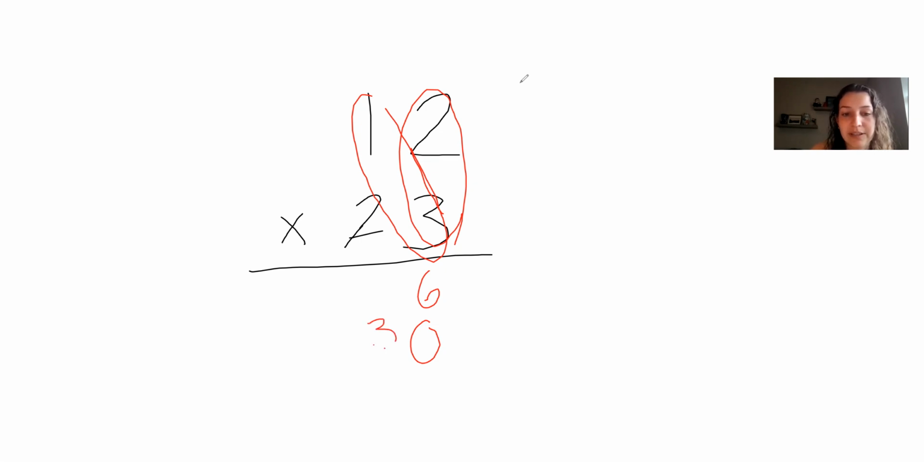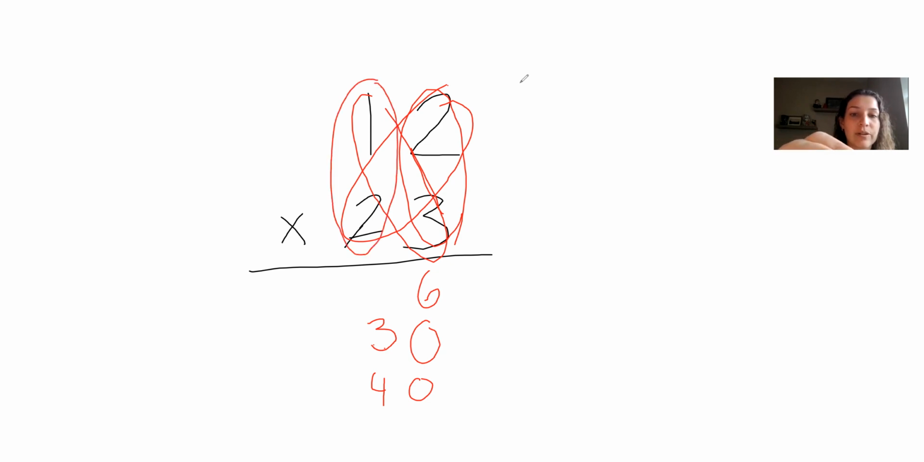So 3 times 1 is 3. And then looking at 2 times 2 next is 4, also a ones place multiplied by a tens place. And then finally we have to account for tens place multiplied by a tens place. So that's 2 zeros, and then 1 times 2 will be right over here.